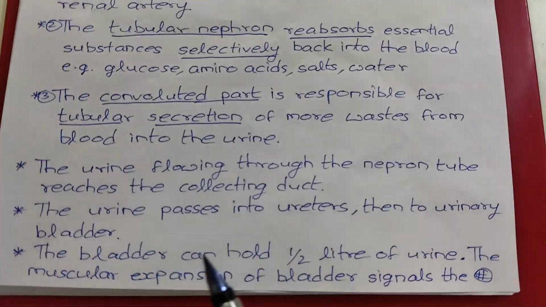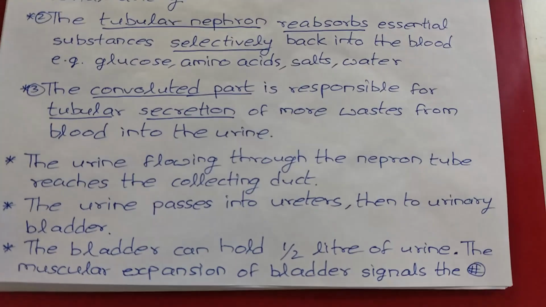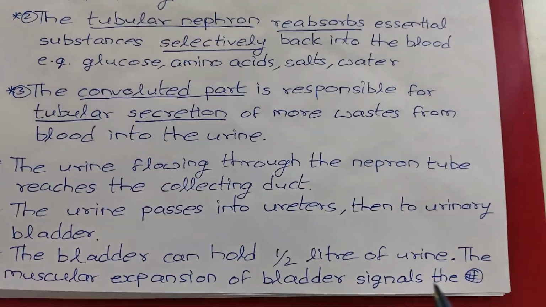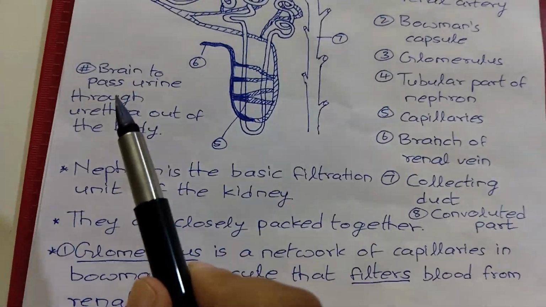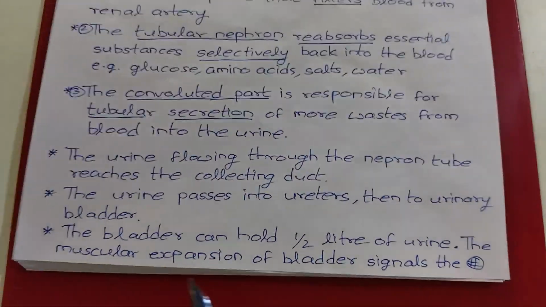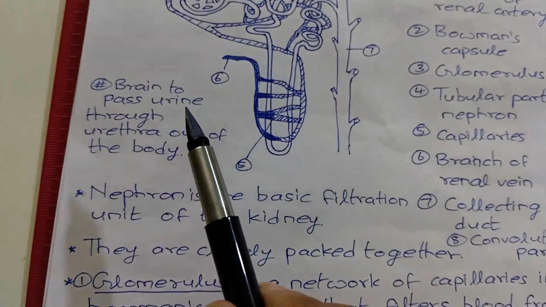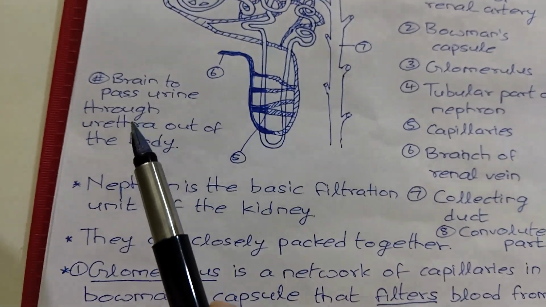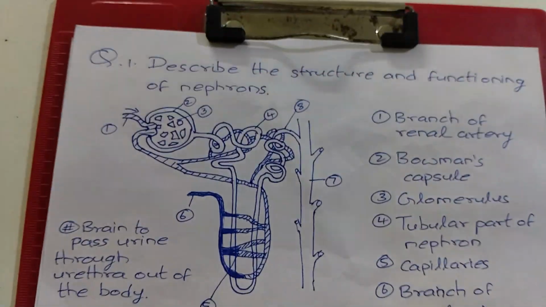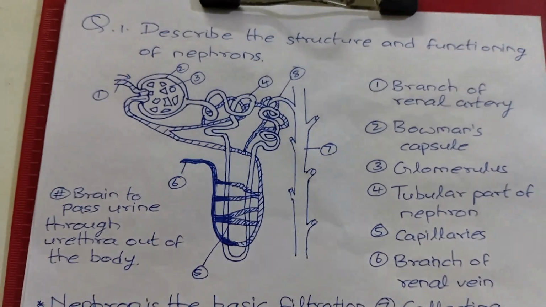Next, the urinary bladder of an adult can hold half a liter of urine. When it is filled, the muscles of the bladder expand and it signals the brain to pass the urine through the urethra out of the body. So when the bladder expands, it sends signals to the brain to pass urine, and then urine is passed through the urethral opening out of the body. So this is how, in short, we can understand the structure and functioning of nephrons and the human renal system.